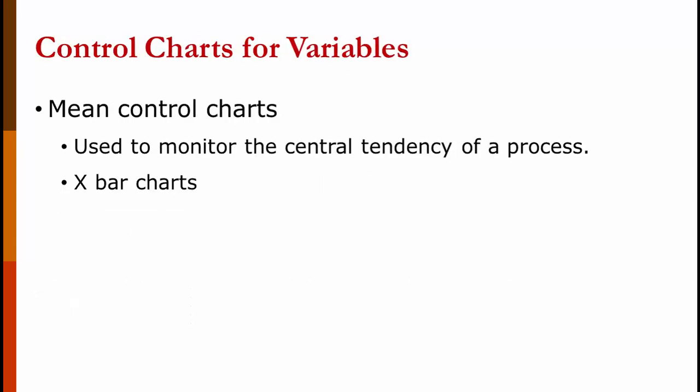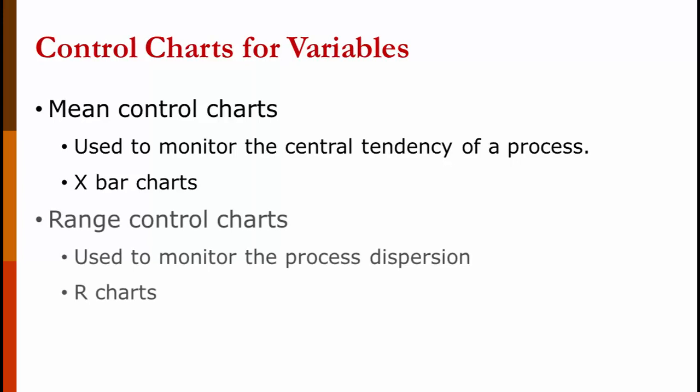For variables, a mean control chart is used to monitor the central tendency of the process, in other words, the process mean. This is displayed using an X-bar chart. There are 2 different ways to compute this. This is the only one where that's the case, but there are 2 different ways to compute it. We will briefly look at both of them.